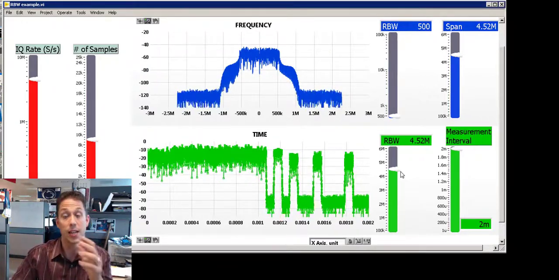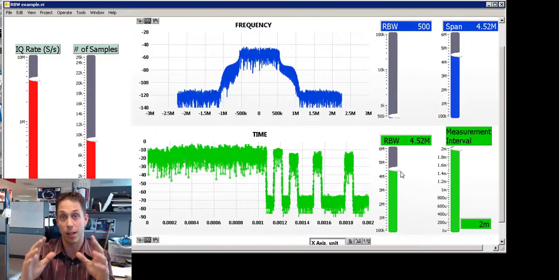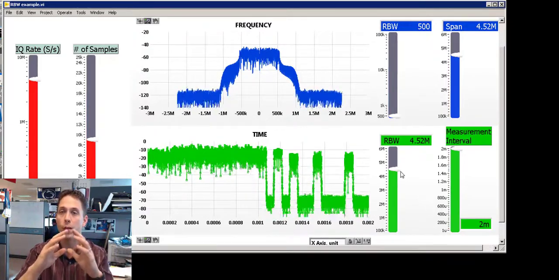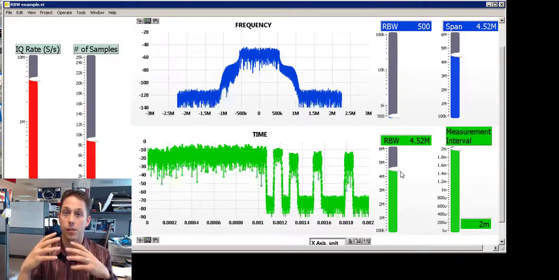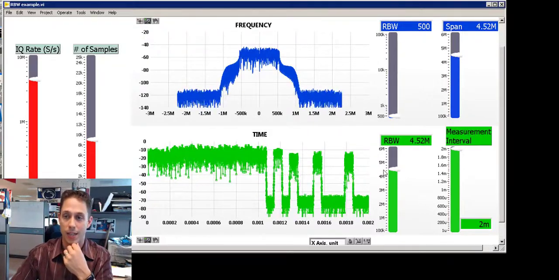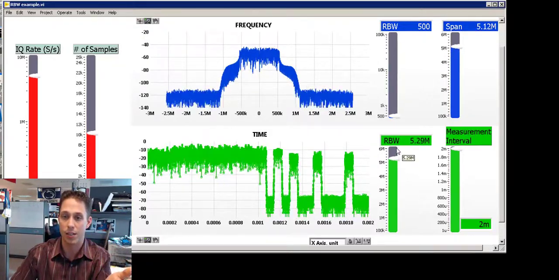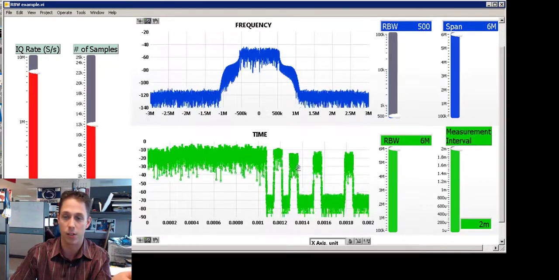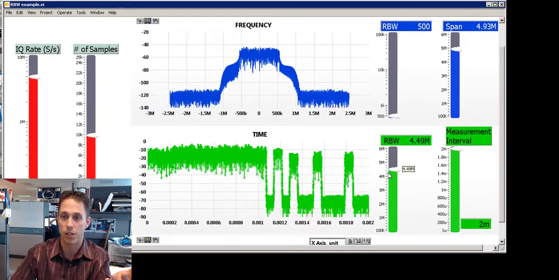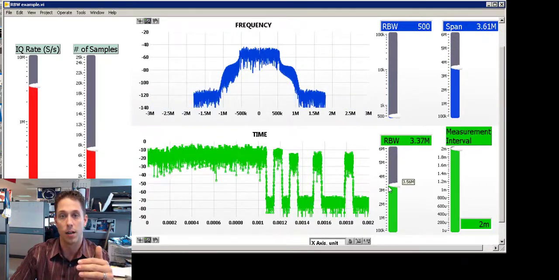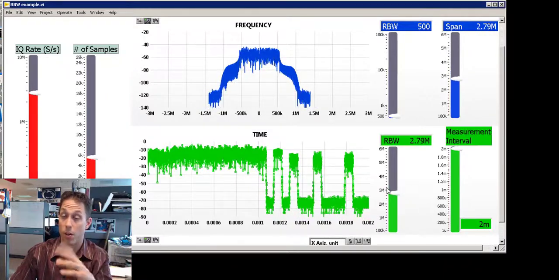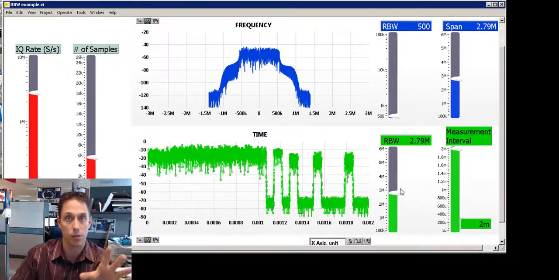So as I increase my resolution bandwidth in the time domain, it's opening up a wider window for me to sample with my A to D. As I indeed increase that, you'll see that the span is increasing, and I'll go ahead and decrease it. You can see that that span is decreasing also in the frequency domain. This is all the same data being looked at two different ways.